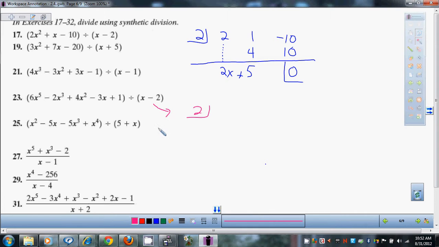Number 23. Where did I get this? I multiplied. 2 times 2, 4. Added. 2 times 5, 10. All right, so after we put the 2 in there, does anybody remember what goes on the top row? The coefficients. I'm going to stop you right there for a second. Are we missing a term?